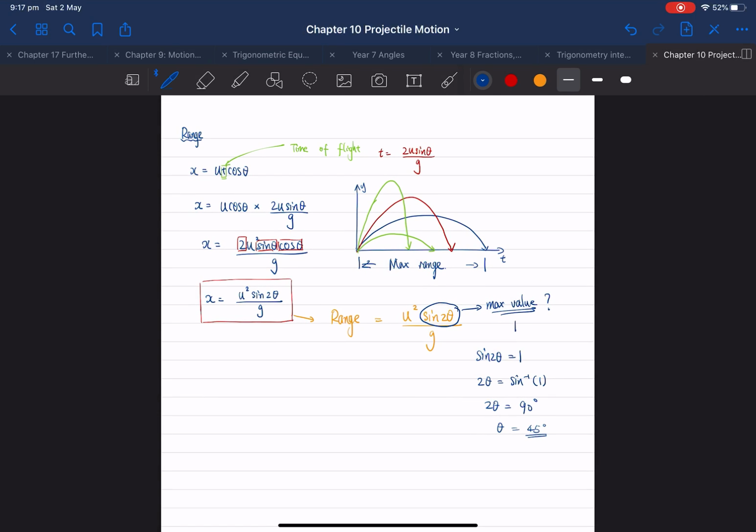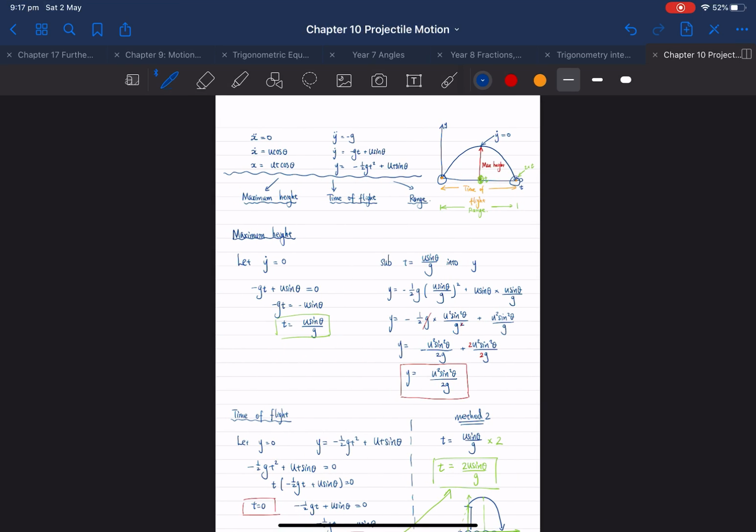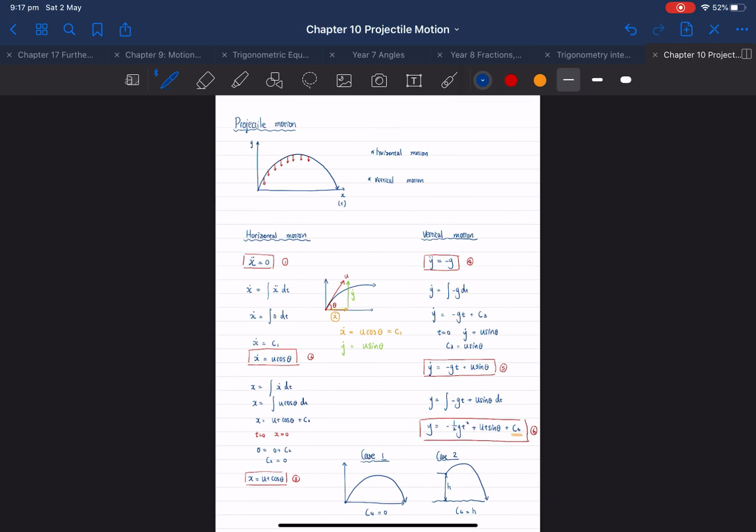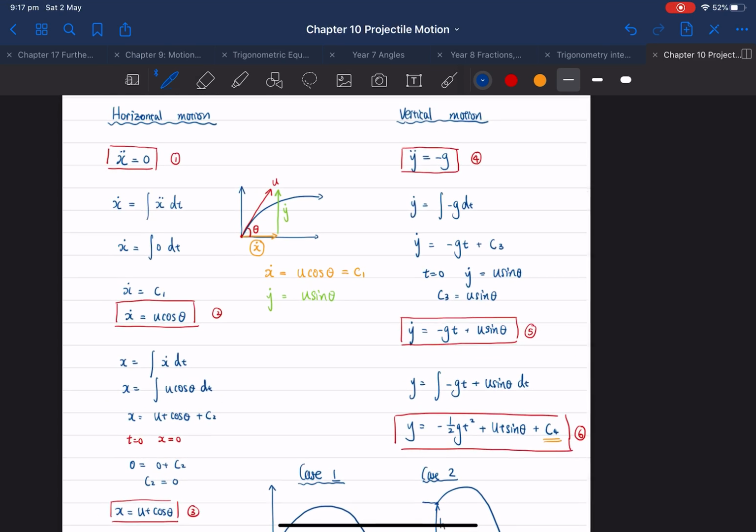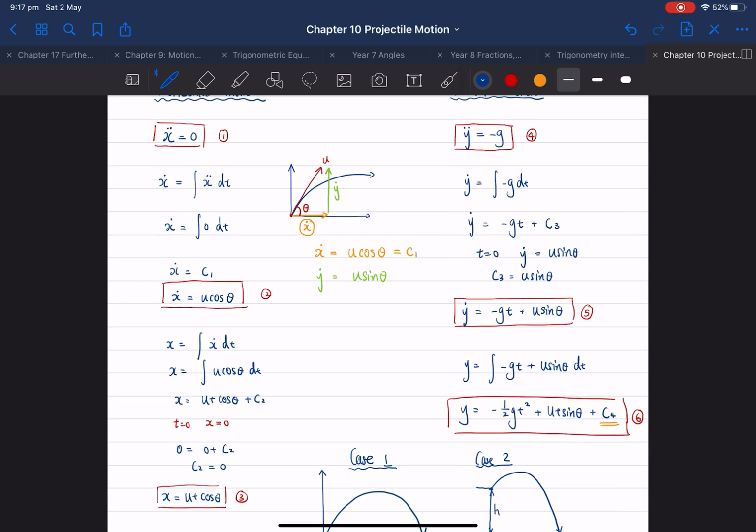Excuse me, sorry. All right, so that's all I want to talk about in this lesson. In the next video, I would like to show you how to do a few questions using the method we just learned today. But the most important thing I want you to remember here is the 6 equations. Try to memorize those 6 equations, or at least try to memorize x double dot is equal to 0, y double dot is equal to negative g, because from there you can derive the rest of the equations.